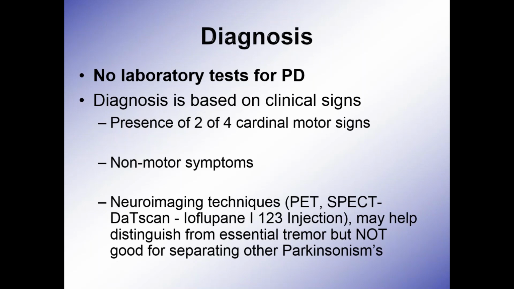But these scans aren't all that great at separating different types of other Parkinsonisms. So Parkinson's disease is one form of many other Parkinsonian syndromes, things like multiple systems atrophy, progressive supranuclear palsy, corticobasal degeneration. All of these disorders are usually much worse than Parkinson's and they progress a lot faster. And unfortunately, these DAT scans aren't very good at separating these different types of disorders from each other.